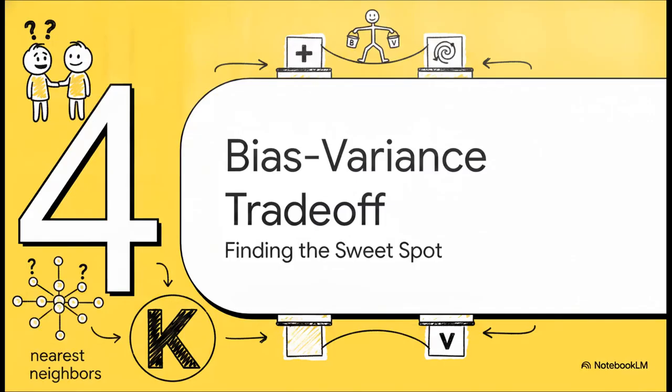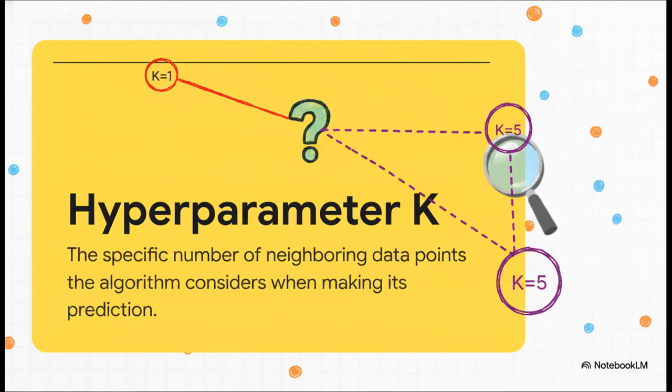Section 4. The bias-variance trade-off. All right, we've talked a lot about the nearest neighbors part of KNN, but what about the letter K? Let's move on to a concept that really represents the ultimate mathematical tightrope walk in machine learning. So K is what we call a hyperparameter. Put simply, it's a positive integer chosen by the human operator before they even hit run on the algorithm. And it dictates exactly how many neighbors the algorithm should look at.